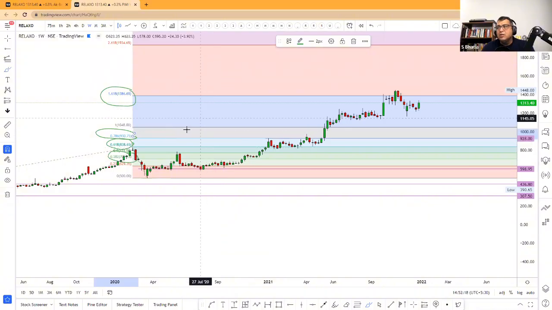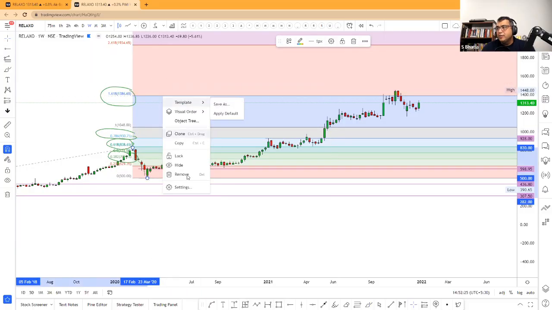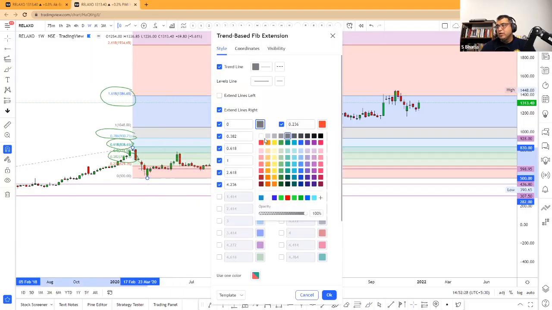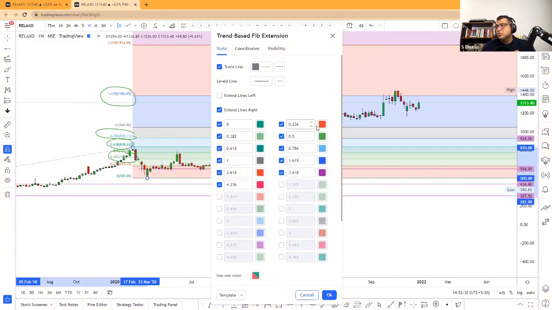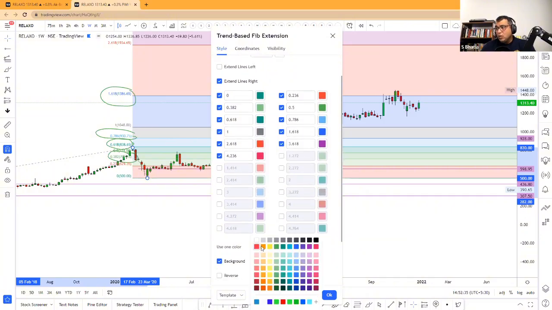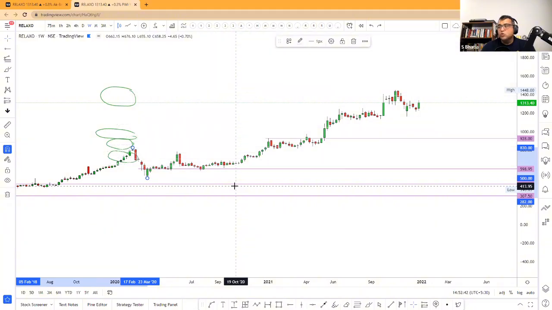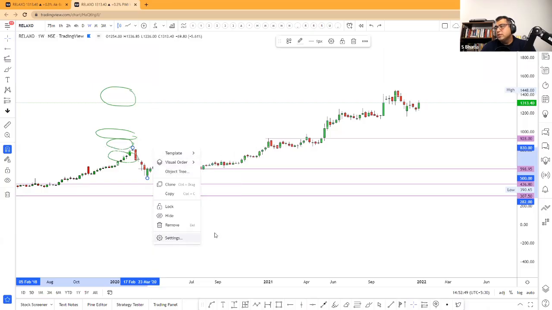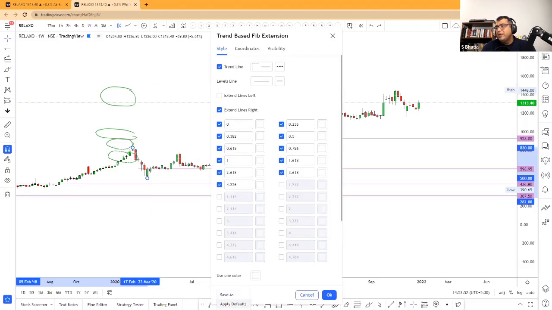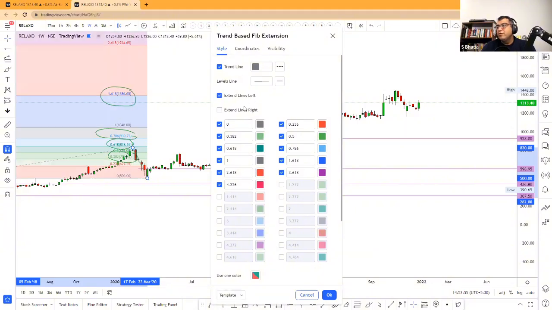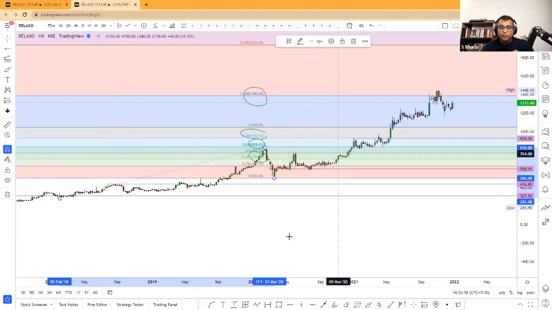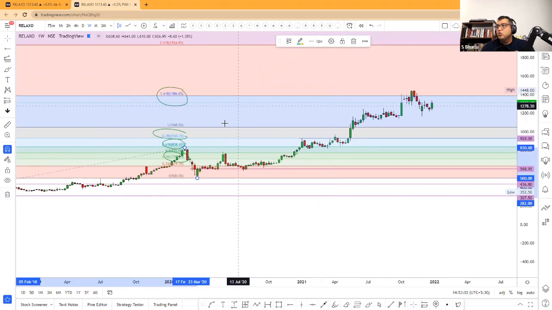All these lines, the colors have no meaning. You can just right click on it and edit whatever you want. I have my own settings. Sometimes you can change whatever colors you like. And if you mess around like I did, all you do is go to settings, then template, apply default, and everything will come back. And then you say extend right, left, so you can have it in the full chart. So this is the setting here which you can see yourself. I'll do that again so that it's clear.